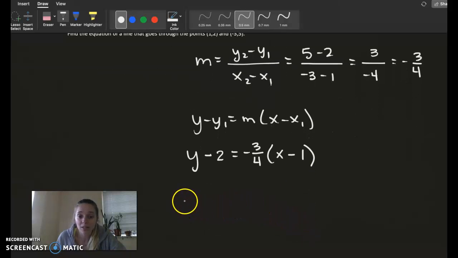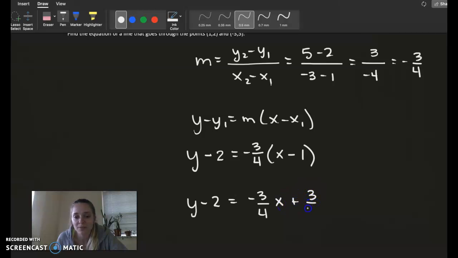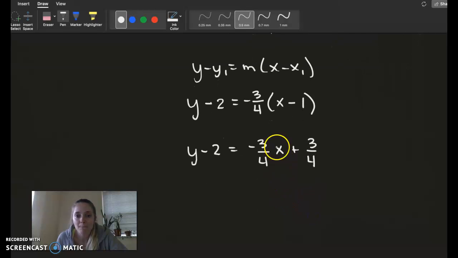And so here, if you were asked to rewrite this in slope y-intercept form, you'd have to distribute the negative 3/4, and you'd have negative 3/4 x plus 3/4, because a negative times a negative, right? So negative 3/4 x, and then negative 3/4 times a negative 1 is a positive 3/4. And then I'd have to add 2 to both sides.